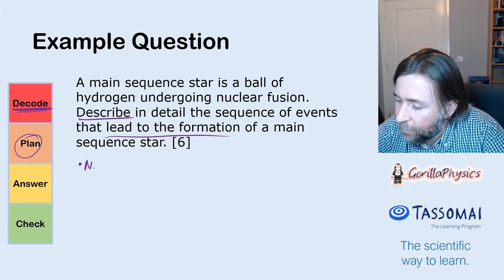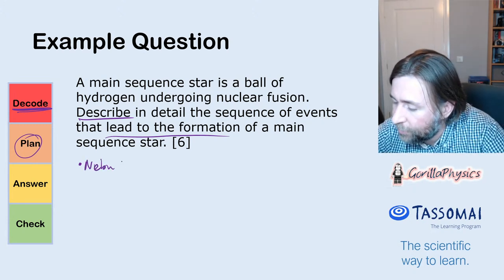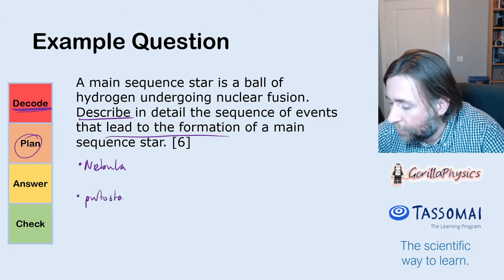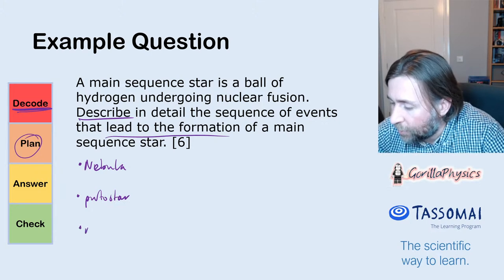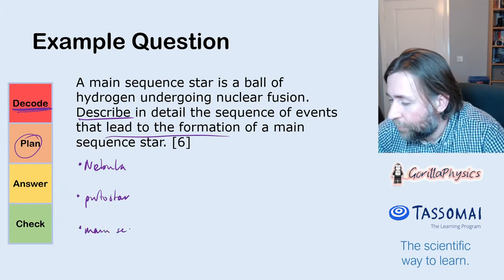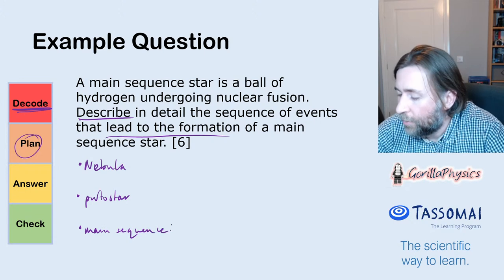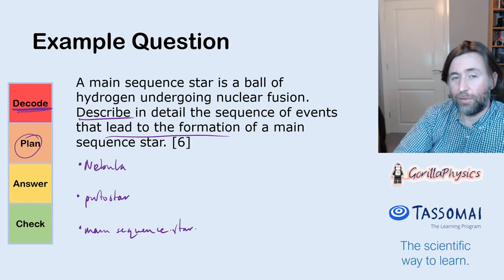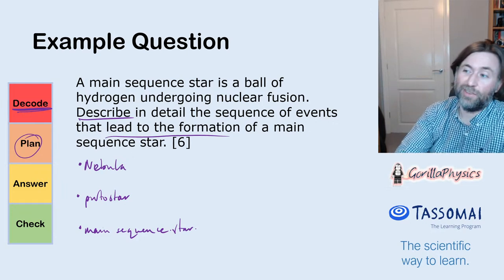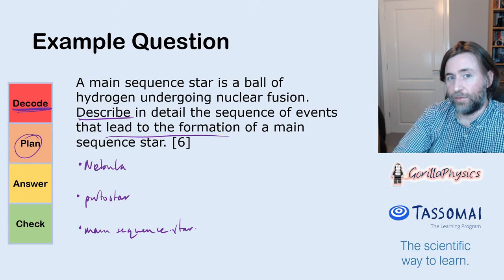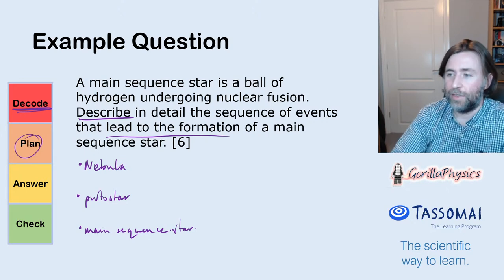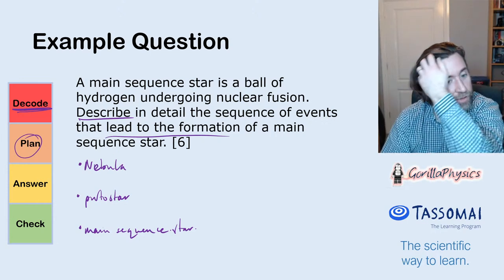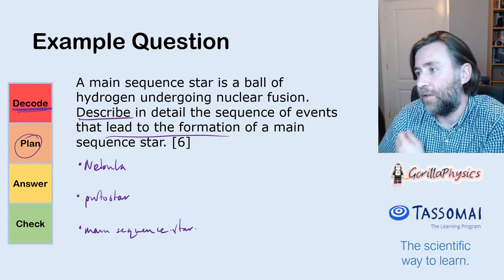So it starts with a nebula. They haven't told me that, so... then you get a protostar, and then you end up with a main sequence star. Right? That's our final bit. Now, if you just write those names down, you're probably limiting yourself to like two marks. If you just get one of them, or they're not in the right order or something like that, then maybe you're only going to get one. But the actual details of how they've moved from one to the other, the sequence of events, that's going to get you the higher marks, isn't it?